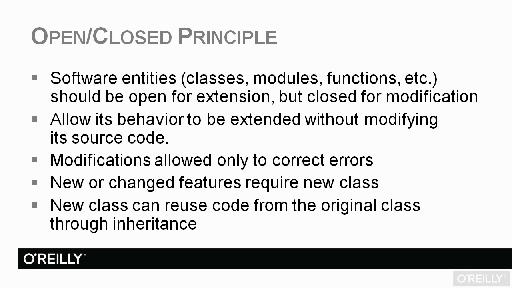And the best example we have in C# is inheritance. When we create a class, we want to extend it by using inheritance. We don't want to modify it to add features. So we want to allow its behavior to be extended without modifying the source code. So we do have to think when we construct the class, what should be public, what should be protected, and what should be private, in order to help with extension, but not go too far. They nicely allow us to do modifications to correct errors. That's a good thing. However, any new or changed features are going to require a new class. We don't want any feature creep in our original class, and we can create those new classes by inheriting from the original class.